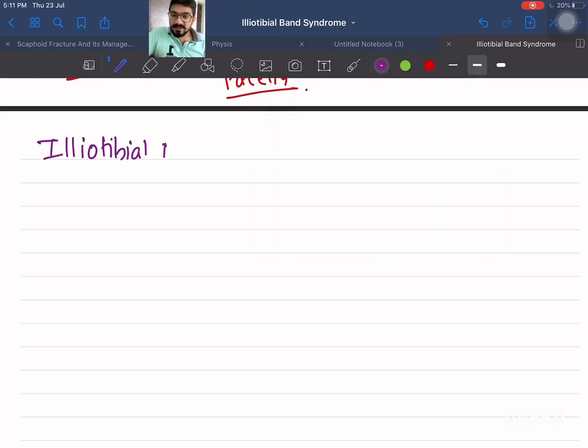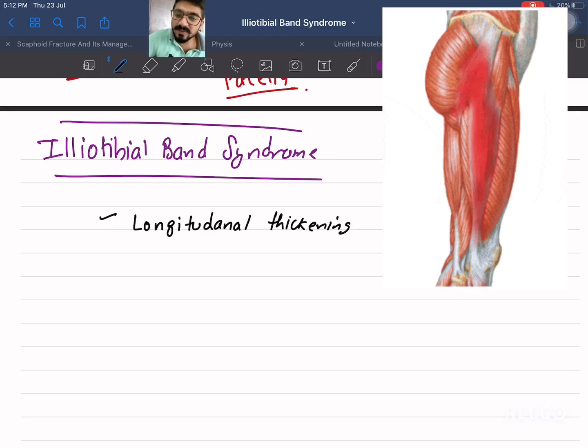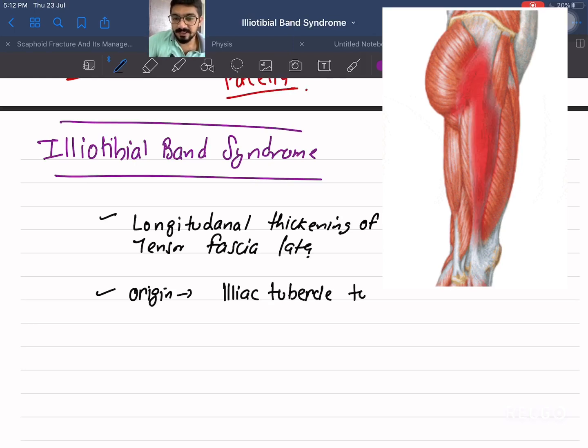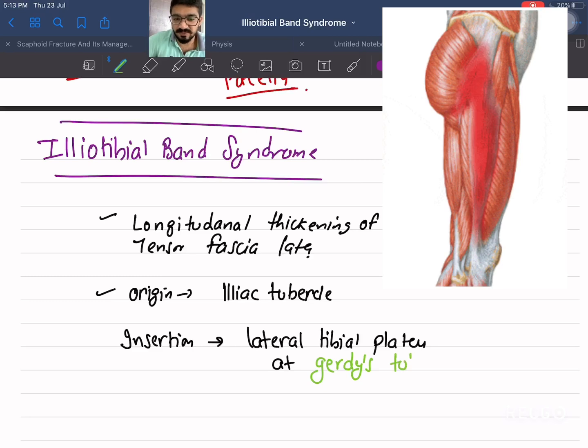Now let's talk about iliotibial band syndrome. Before that, we'll look at the anatomy of the iliotibial band. The iliotibial band is a longitudinal thickening of the tensor fasciae latae. Its origin is from the iliac tubercle of the iliac crest, and it gets inserted onto Gerdy's tubercle of the proximal tibia, the lateral aspect, or we can say the lateral plateau of the proximal tibia.